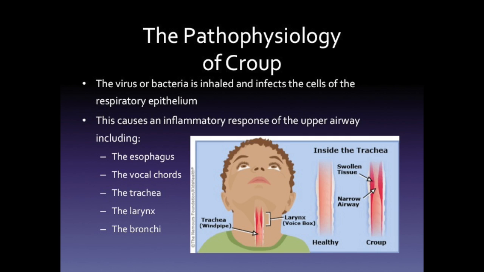Pathophysiology of croup: the virus or bacteria are inhaled and infect the cells in the respiratory epithelium. This causes an inflammation response in the upper airway, which includes the epiglottis, the vocal cords, the trachea, the larynx, and the bronchi.